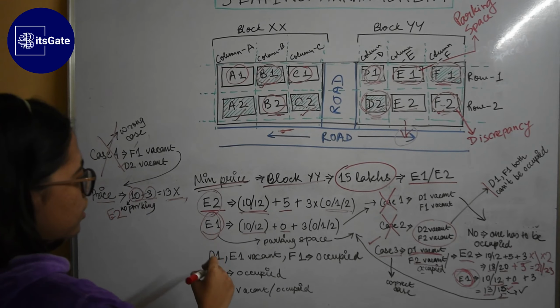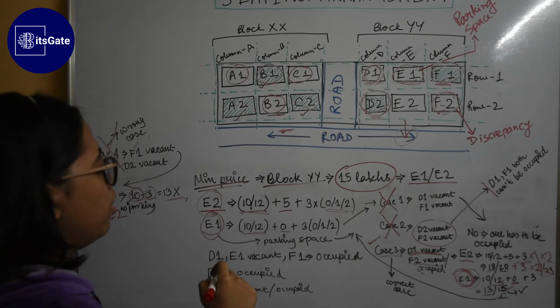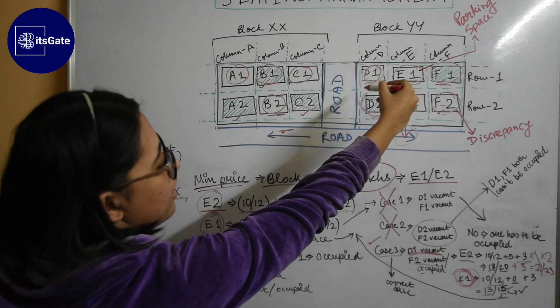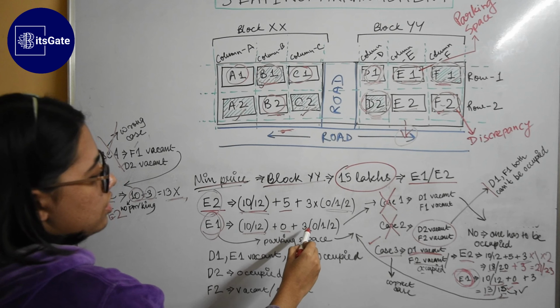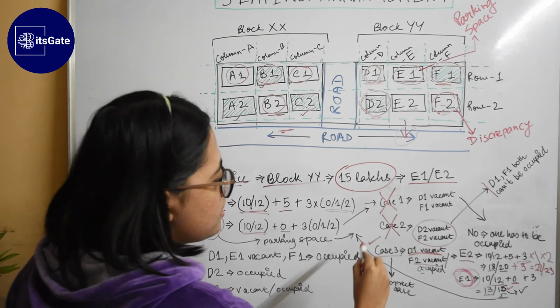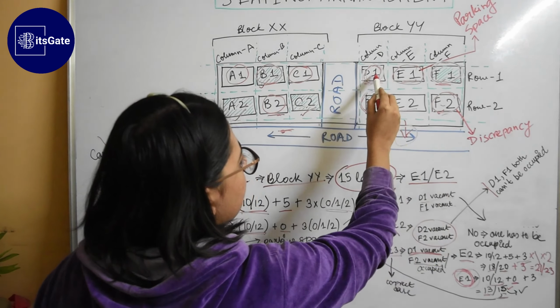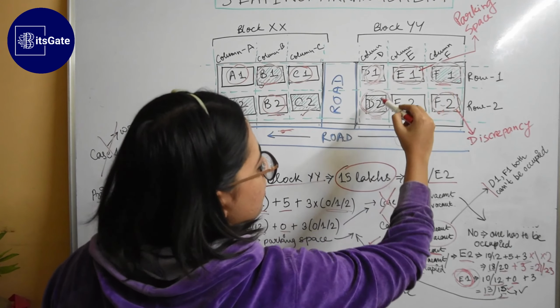Now for E1 it's similar: 10 or 12 depending on whether it has a parking space or not, plus 0 because there is no road adjacent to E1, plus 3 into 0, 1 or 2. Now let's take the cases. Case 1 is if D1 is vacant and F1 is vacant.